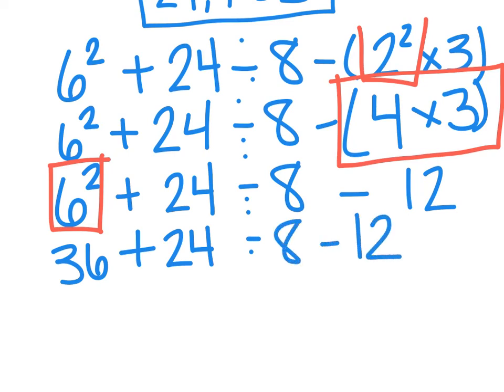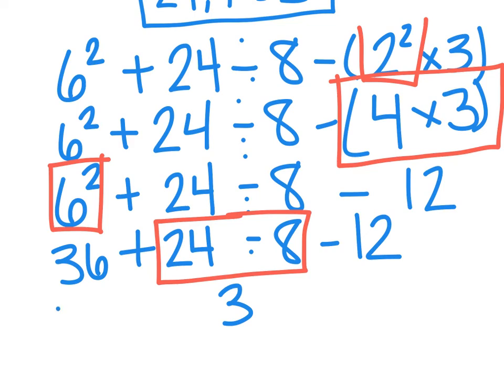Now we're down to addition, division, and subtraction. And we all know that division comes before adding and subtracting. So 24 divided by 8 is 3. The answer goes right underneath, and then we're going to copy the rest around.